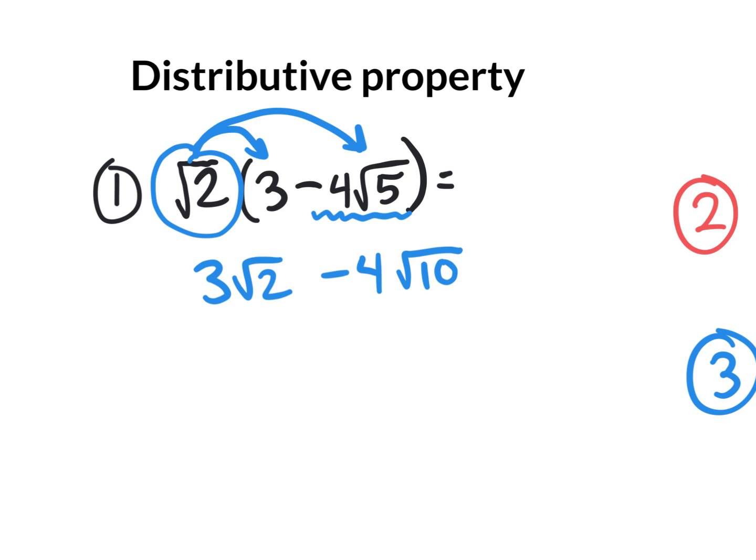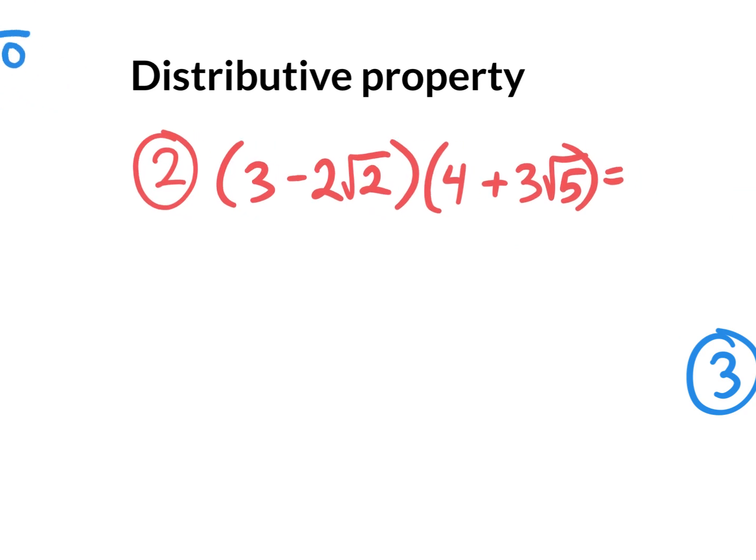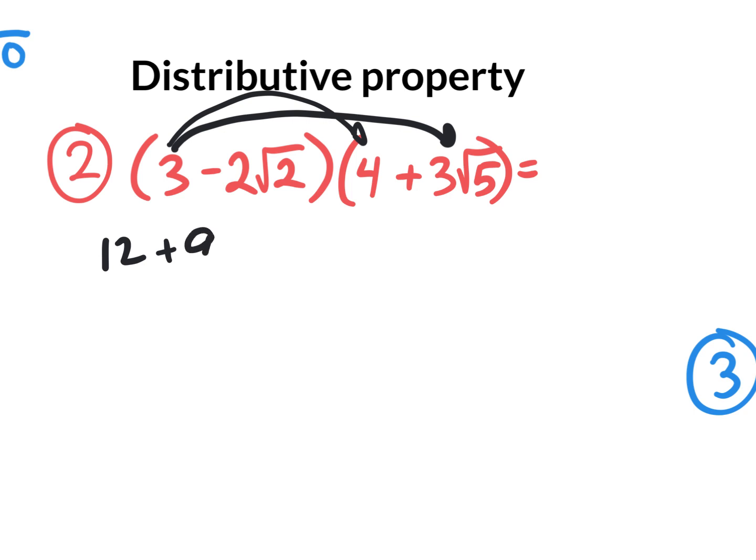Let's try something that's a little bit more challenging. Right here we have a binomial times a binomial, and we're going to distribute. Check it out. What is 3 times 4? 12. What is 3 times 3 square root of 5, which is kind of like 3 times 3x? 9, not 6. And we have the square root of 5 with it, right? Okay. 3 times 3x is 9x. 3 times 3 square root of 5 is 9 square root of 5.